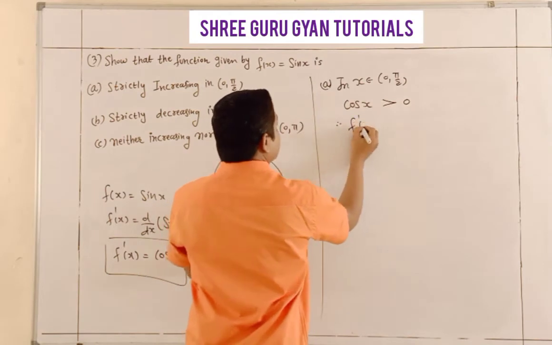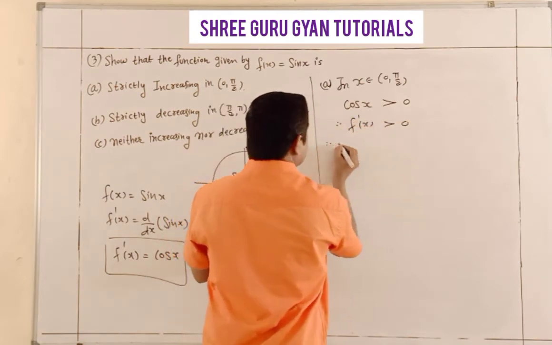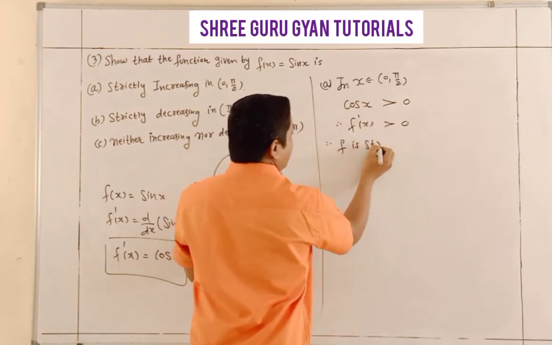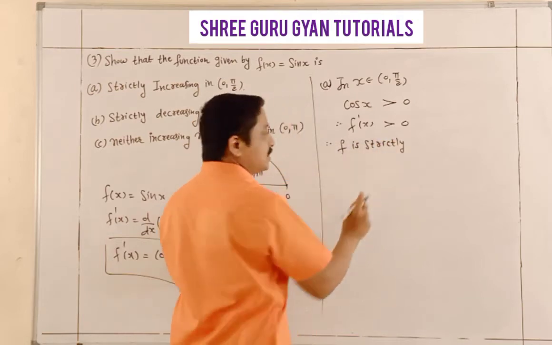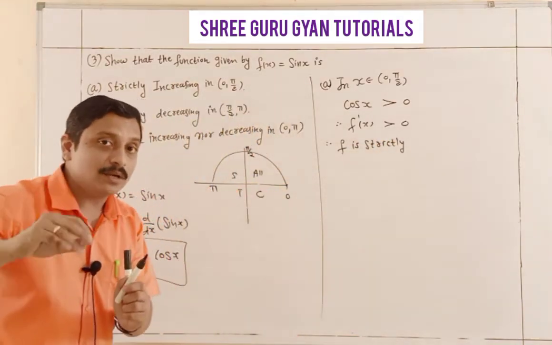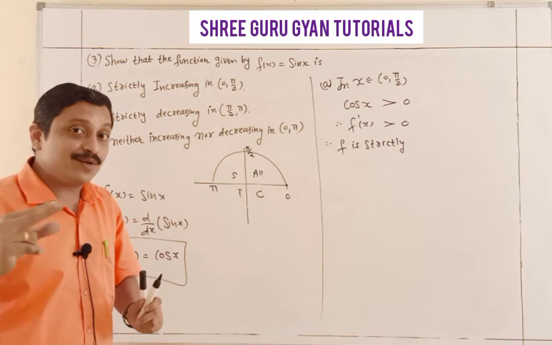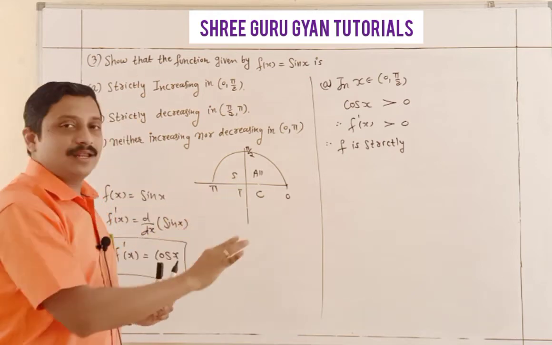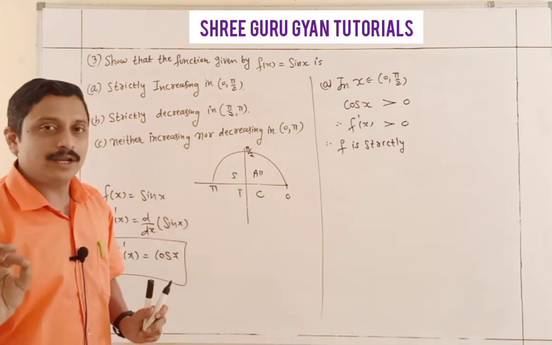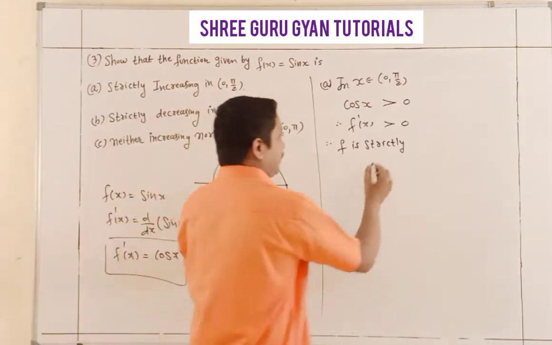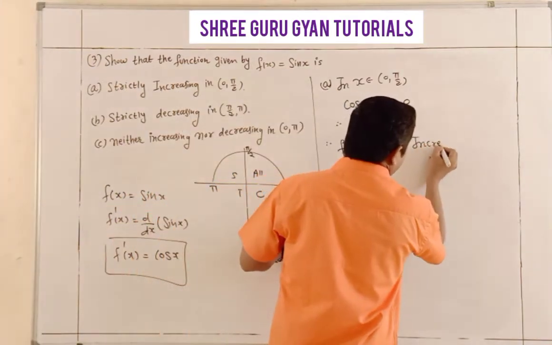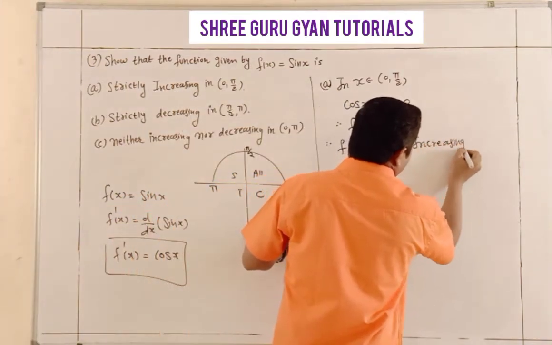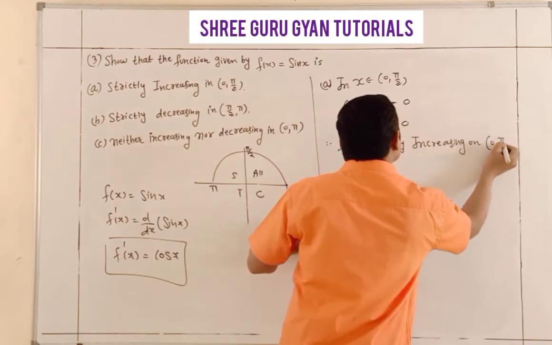So f dash x is greater than 0. So f is strictly increasing. Students, strictly because it is greater than 0. If you prove greater than or equal to 0, the word strictly is not needed, only write increasing. So f is strictly increasing on 0 to pi by 2.